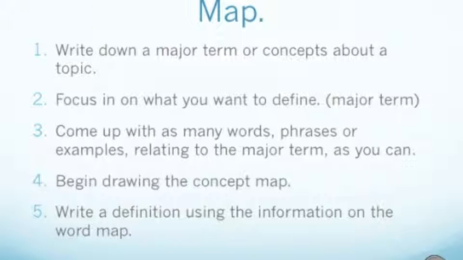Once you know your major term, start brainstorming all the words you can think of, all the phrases you can think of, and all the examples you can think of that are relating to your topic. As you think of them, write them down. Some questions to think about when coming up with these terms include what it is like, and what are some examples.